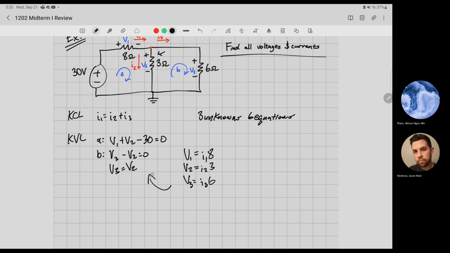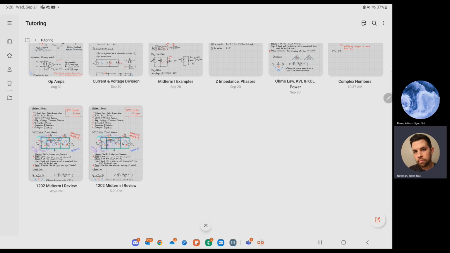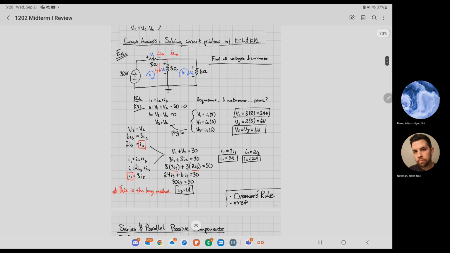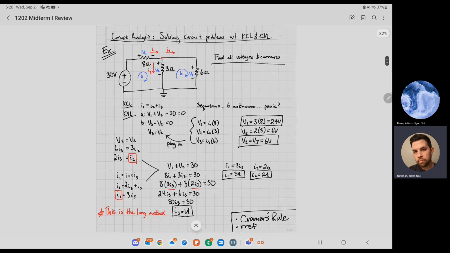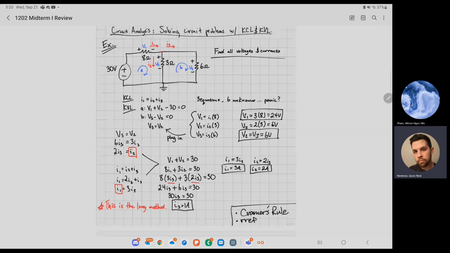So let me just grab this and I'll explain it as I copy it over. I'll just stay on this one. Okay, so I solved this earlier. Let me just explain.